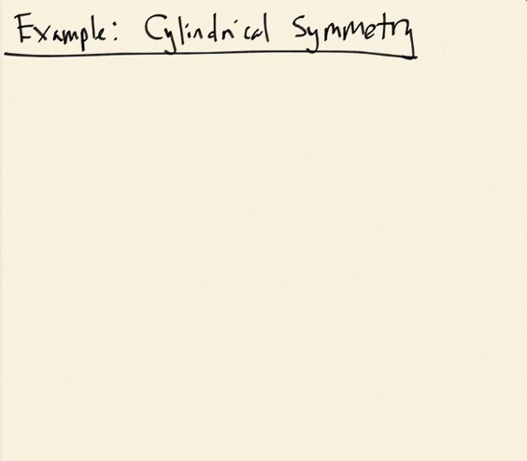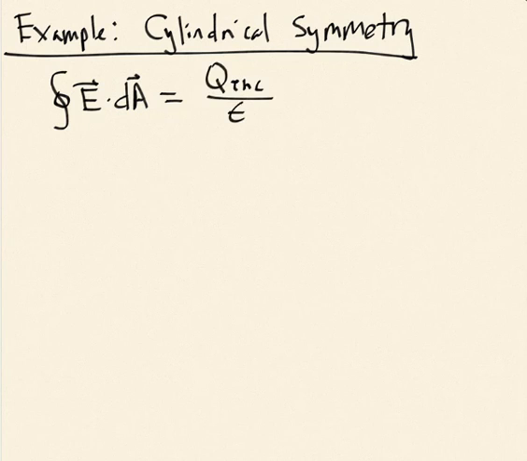And what you're really looking for, so Gauss's law, this expression is always true. If I have a closed surface and I integrate the electric field dotted with the area element of that surface over the entire closed surface, what I get is the charge enclosed over epsilon naught.